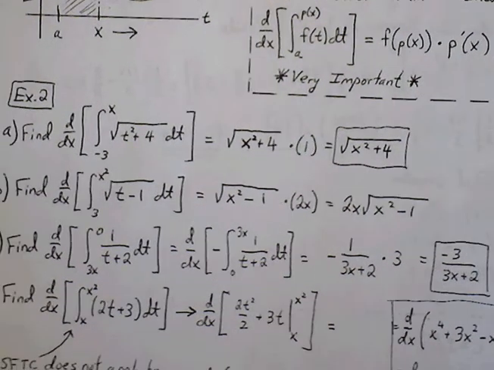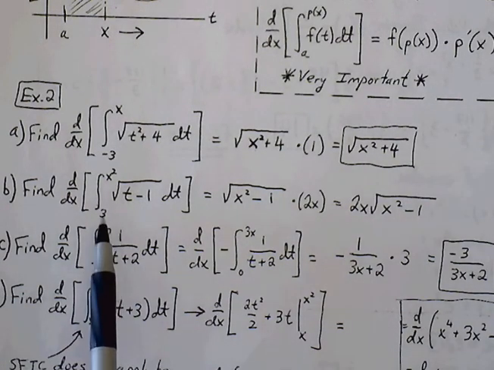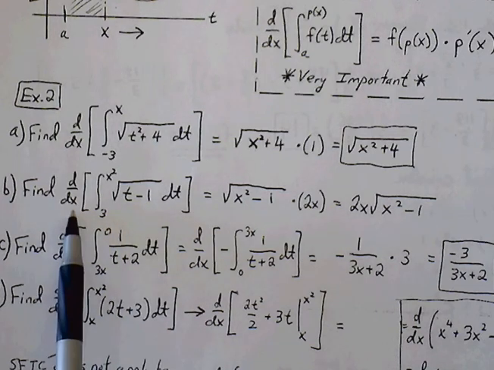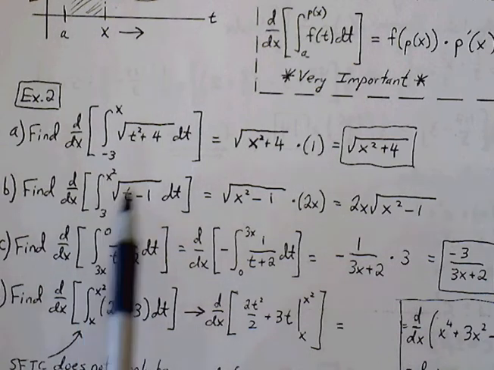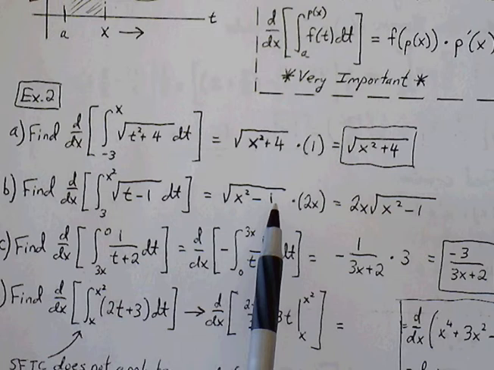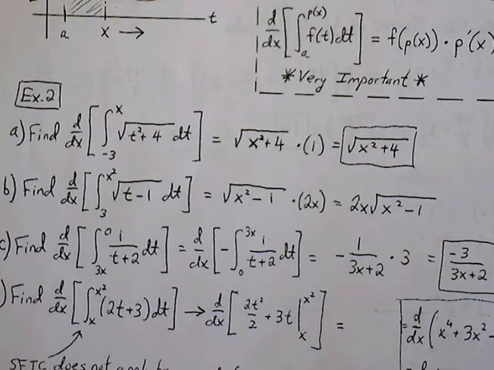Okay. Part B, the definite integral from 3 to x squared of square root of t minus 1, and then find the derivative of that. So the operations cancel each other out. We take the upper bound, plug it in for the t, so square root of x squared minus 1, multiplied by the upper bound's derivative, 2x, so we get 2x times square root of x squared minus 1.